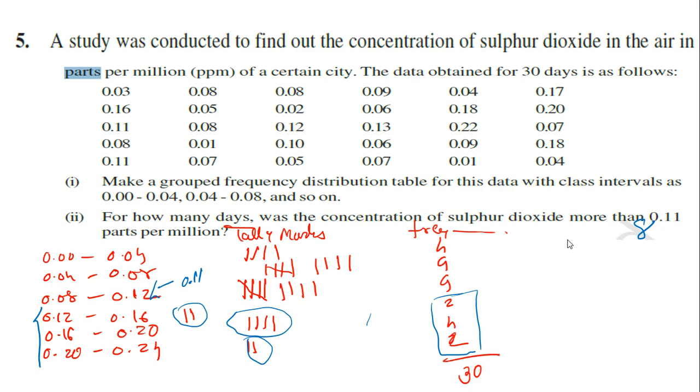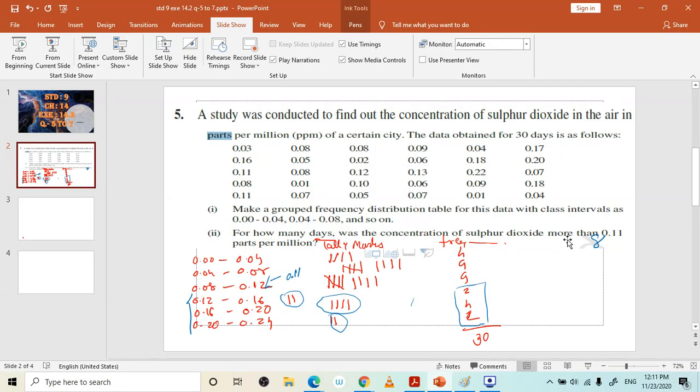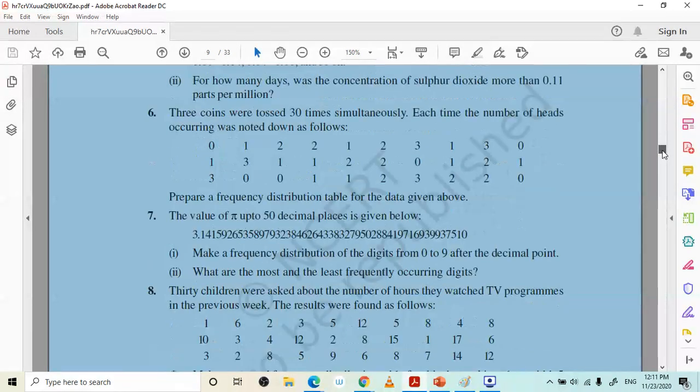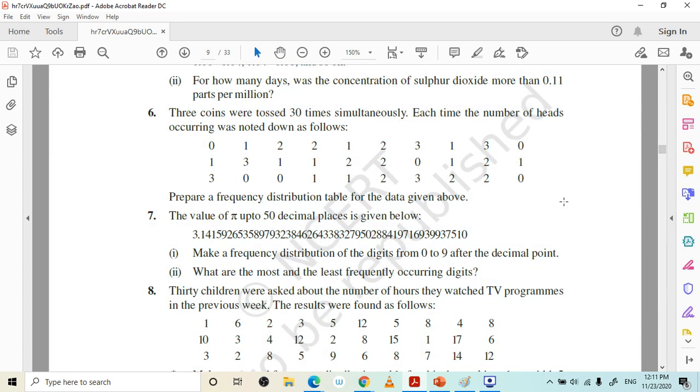Okay, so now is it clear what we have completed here, what we have done? Is it clear? Okay, now three coins were tossed 30 times. Each time the number of heads occurring was noted down as follows. Prepare a frequency distribution table for the data given above. So easy. Okay, now can you make this table for this?